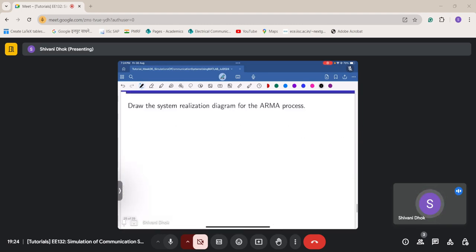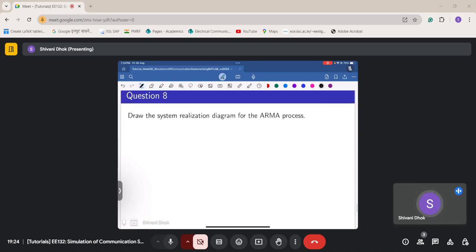Okay. Now in a similar way, let us repeat the same thing for the ARMA process. And for the ARMA process, or autoregressive and MA process, what we have is X of n plus summation I equal to 1 to m A I conjugate X of n minus I, equal to V of n plus summation L equal to 1 to k B of L conjugate into V of n minus L.